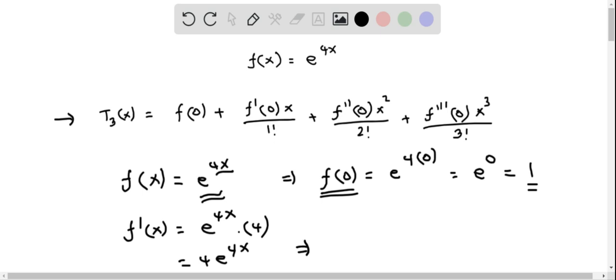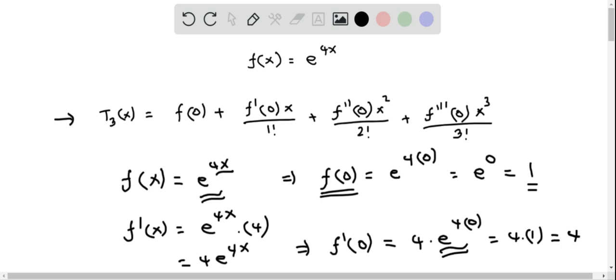Now using this, we can find f prime of 0 by plugging in x equal to 0 into this f prime of x. So therefore this becomes 4 times e raised to the power of 4 times 0, and this equals 4 times e raised to the power of 0, which is 1. So 4 times 1 equals 4. So f prime of 0 equals 4.